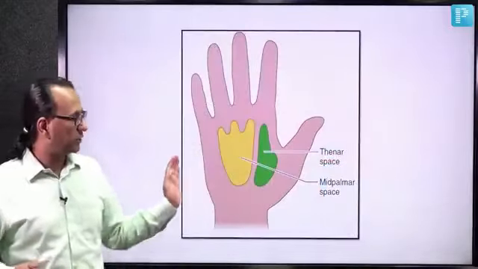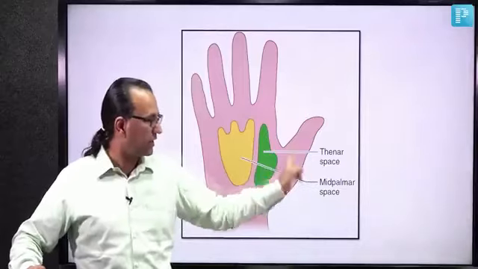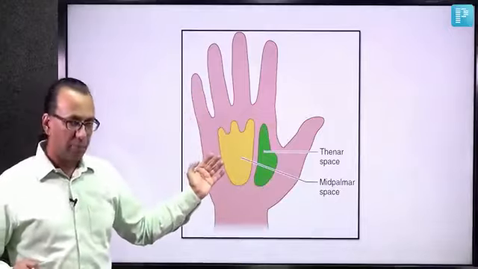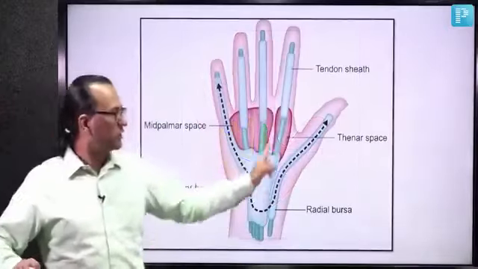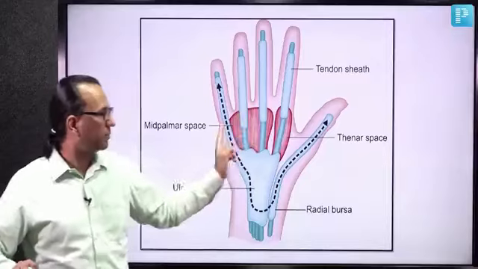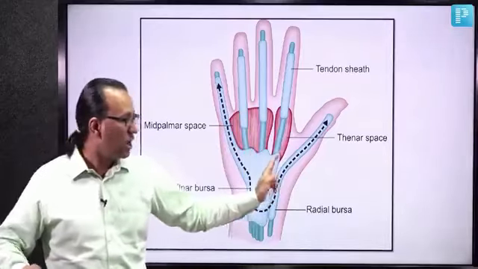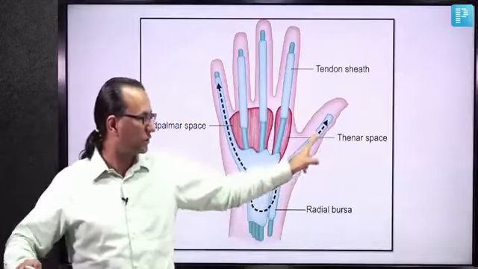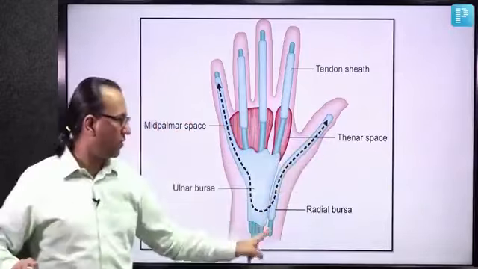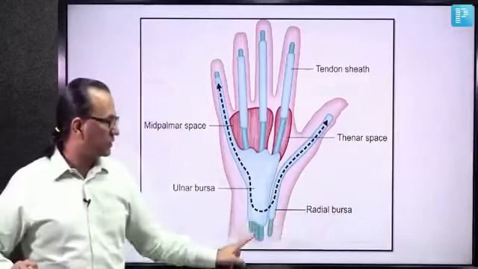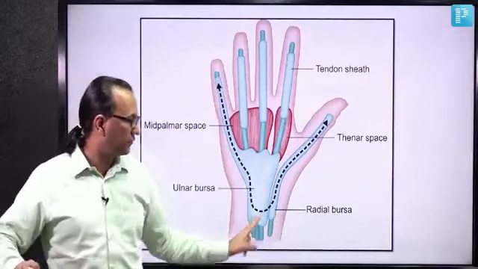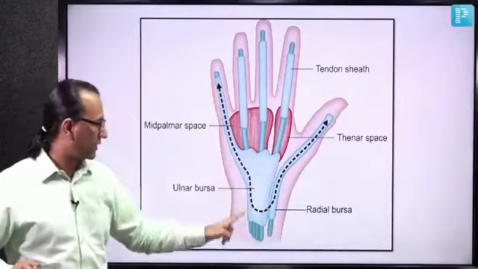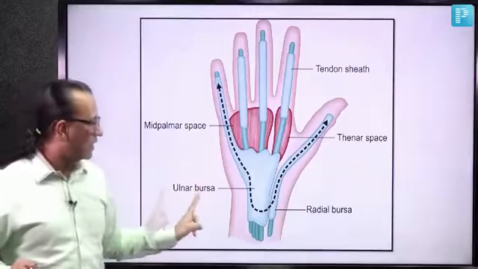Talking about the spaces in the palm, towards the thumb there is a thenar space, and towards the other fingers medially there is a mid-palmar space. In addition to the thenar space and the mid-palmar space, there are other spaces also, like the one around the flexor pollicis longus. Through that comes the synovial sheath, and there is a bursa, which is called the radial bursa. And towards the little finger, you will have the synovial sheath covering the tendons of the flexor digitorum muscles, and that forms the ulnar bursa.